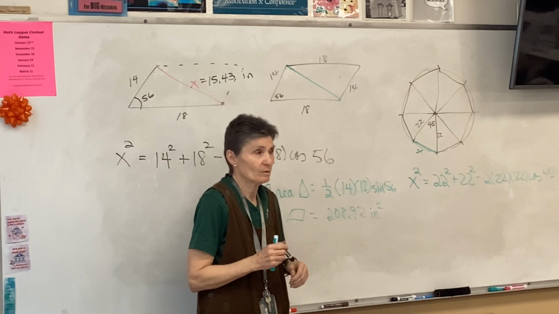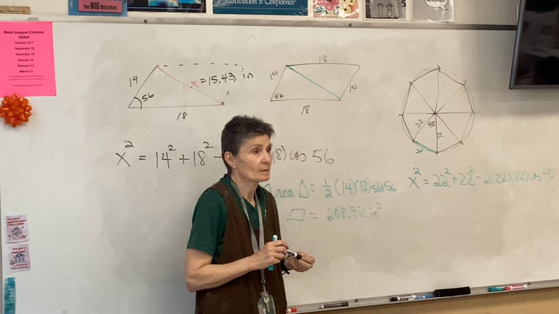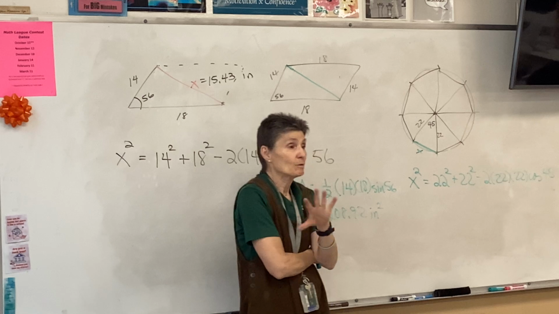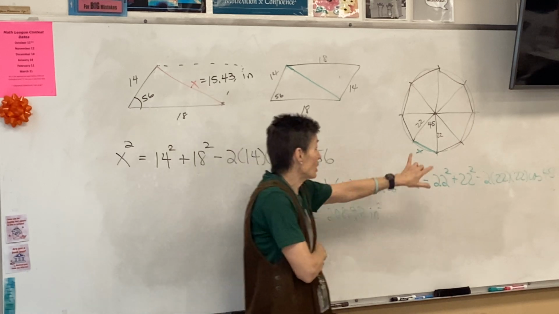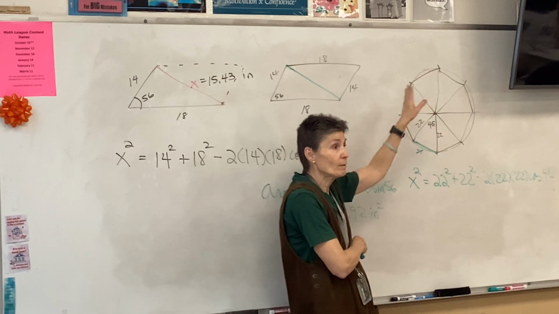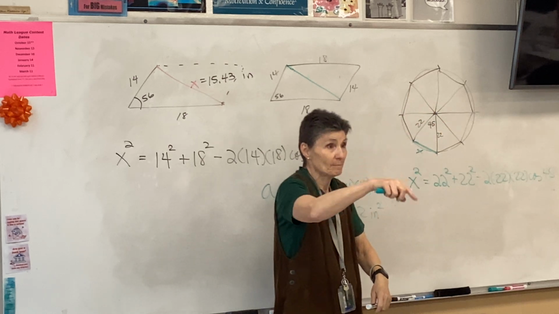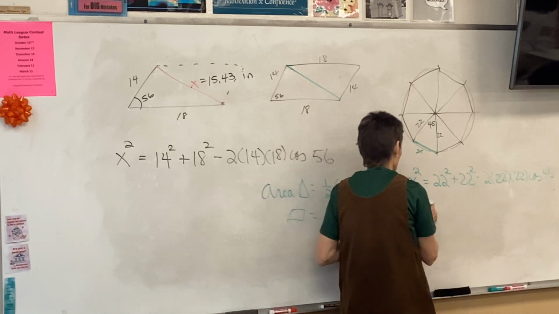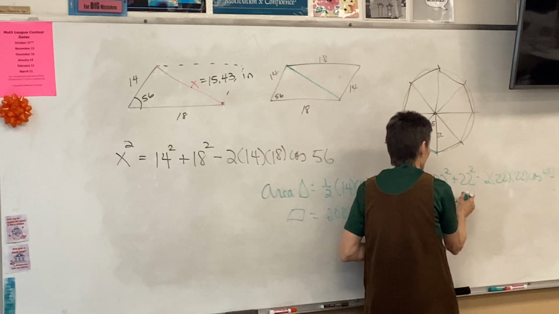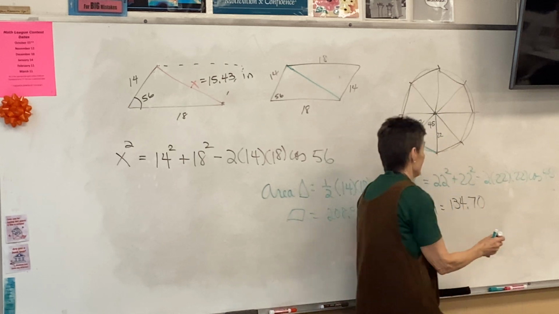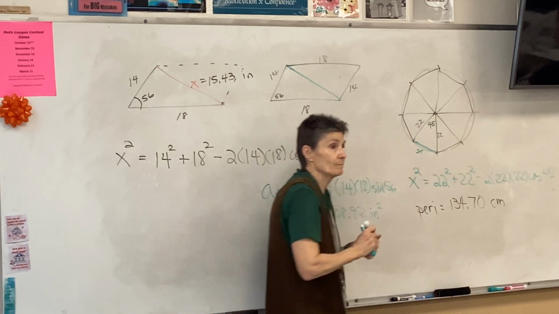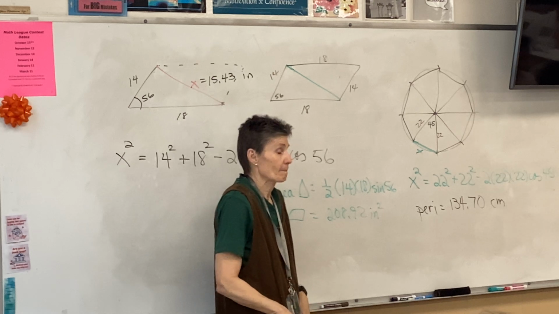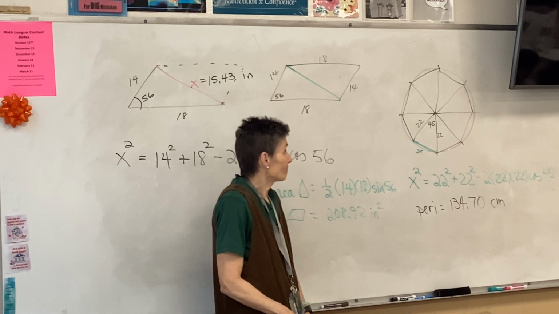And then hit square root. Can someone tell me what you got when you hit square root? 16 point something? Anybody else get that? Okay, now don't write that down though, because that is just this. We want the whole perimeter, so you're going to say times 8. So the perimeter is 134.70 centimeters. Is that what you got? Yeah.